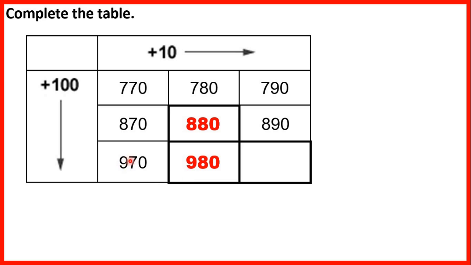And that makes sense because we have 970, and if we plus 10, so move to the right, we have 980. So adding another 10, moving to the right, will give us 990. And that makes sense because 890 plus 100 is 990.